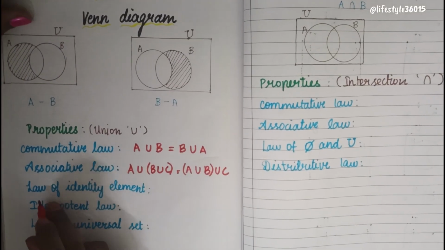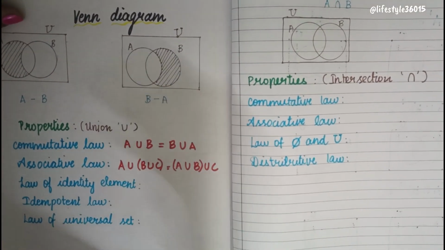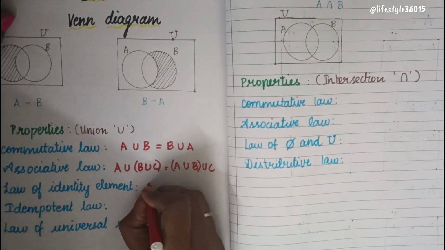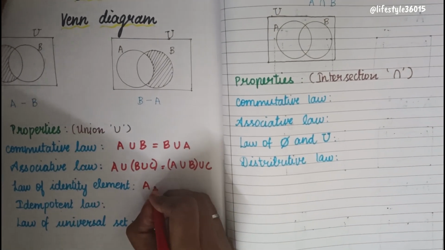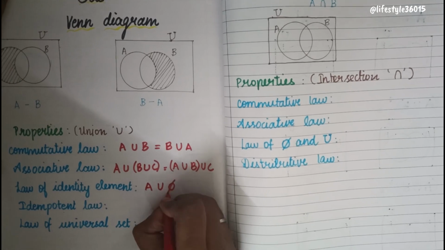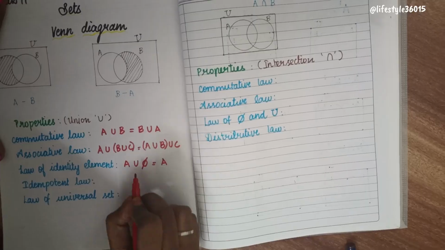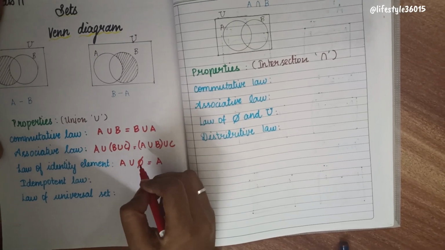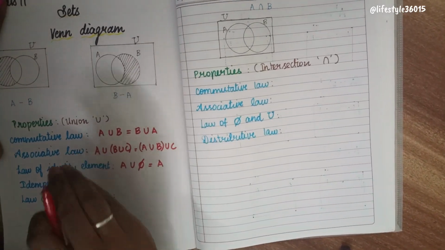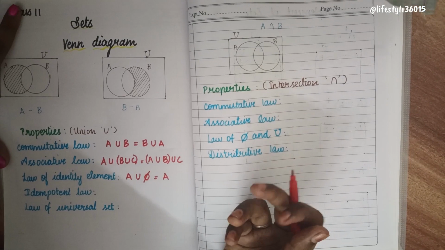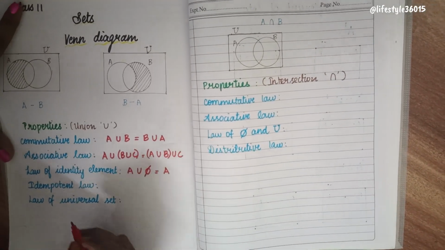Next, we will be looking at law of identity element. According to this law, when you unify A with the null set, you will get the answer as set A only. How does this come? Because null set is nothing, right? When you unify A with nothing, you will get the same answer, right? That's why we are getting A set.